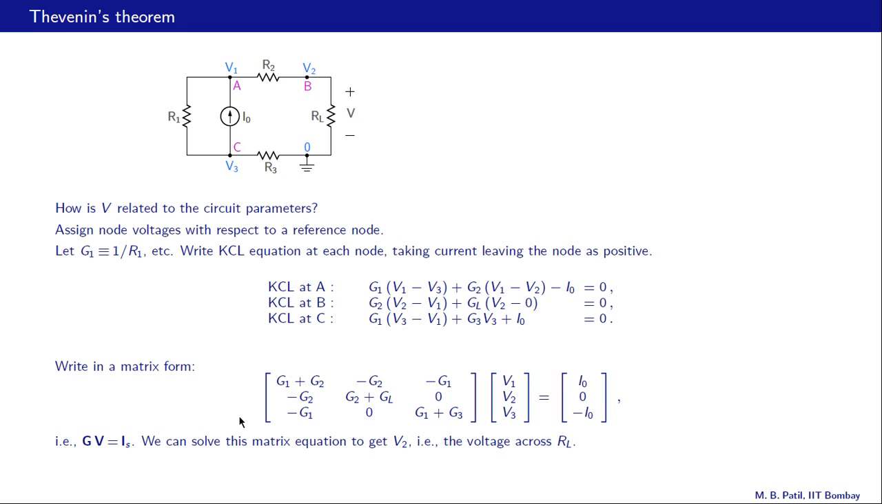And V2 can be obtained using Cramer's rule. And what does Cramer's rule say? It says that V2 is given by D1 divided by D2, where D1 is the determinant of this matrix with the second column replaced with this RHS vector, and D2 is the determinant of this matrix as it is. So let us do that and simplify things after that.